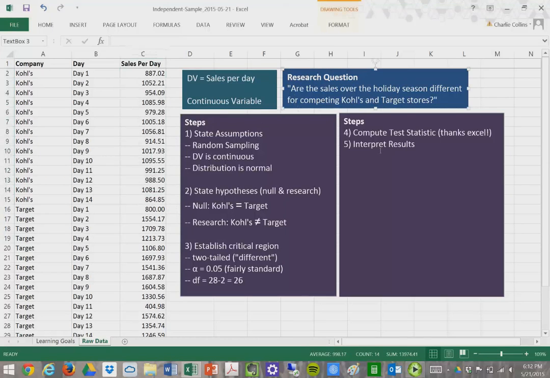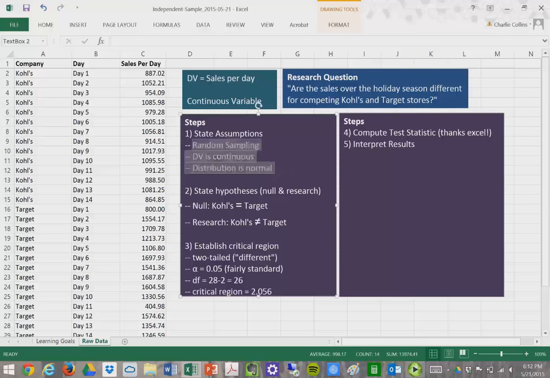So here our research question is, are the sales over the holiday season different for competing Kohl's and Target stores? Now the key here is different. For us, different indicates a two-tailed test. We don't want a one-tailed test because it's not stating a direction. It's not stating that Kohl's will sell more or less than Target. It's just stating that there's a difference between the two.